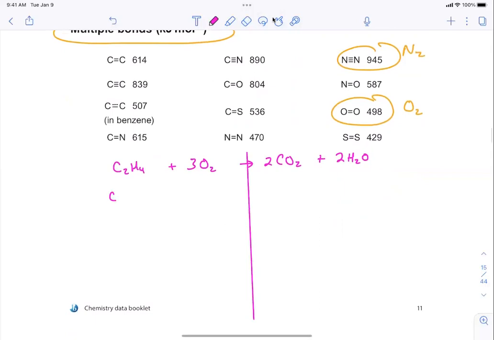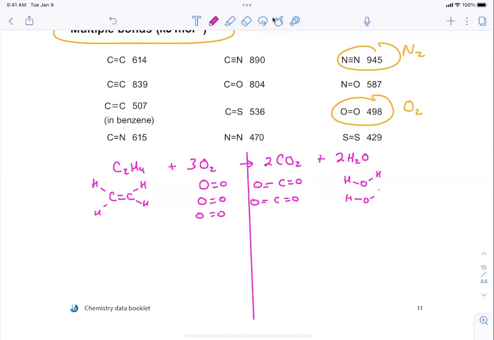So what I say is you draw it out, okay? C2H4 looks like this. O2 looks like this, 3 of them like this. CO2 looks like this, and water looks like this. Now it's much harder for you to forget to count a bond because it's all laid out for you. So it's much less likely that you're going to forget a C to C bond or a C to O bond or stuff like that because you drew it all out.